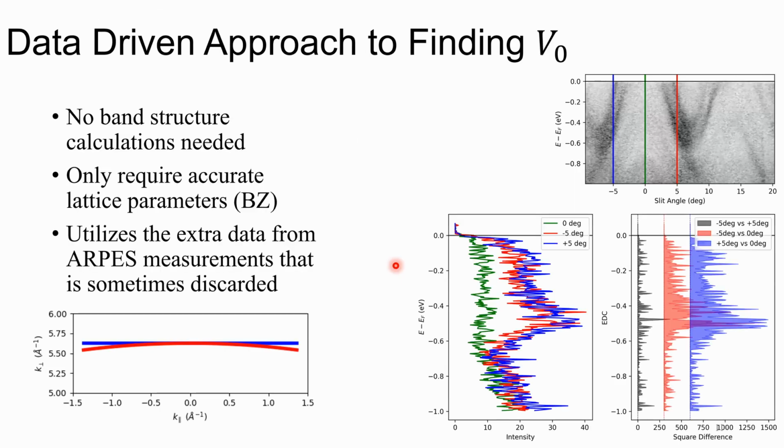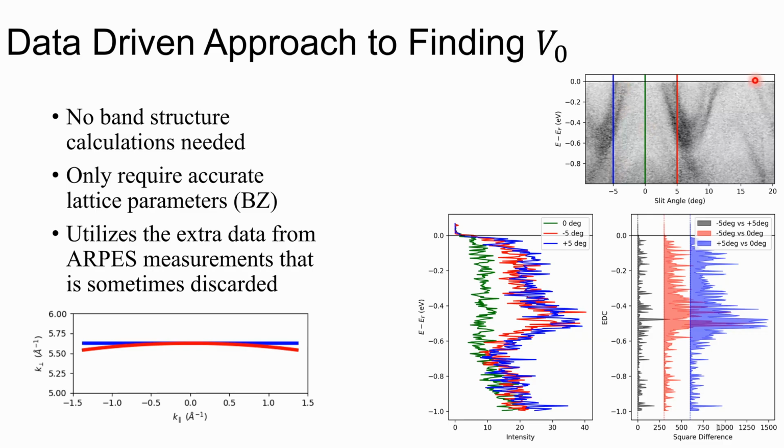And so this is the core of my project, where I'm going to take the ARPES data at all these different photon energies, all these different angles, project them into the first Brillouin zone and compare the co-located EDCs. So EDC is an ARPES term for the intensity of the spectrum at a location in momentum space.